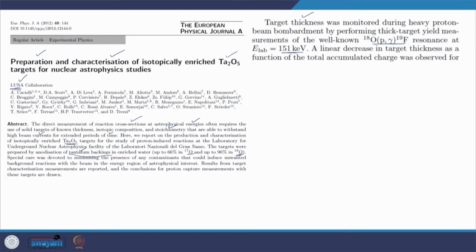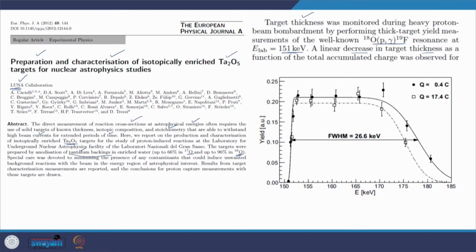You can calculate the Q value of this reaction, that gives you the energy of the resonance in fluorine 19, and they have observed a linear decrease in thickness as a function of the total accumulated charge. Now, you can see here energy on the x axis, yield on the y axis. You see here it is almost constant around 0.21, isn't it? And after say 165 keV or so, the yield is decreasing, isn't it?